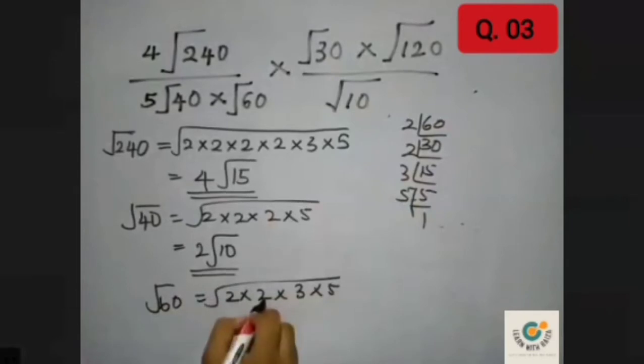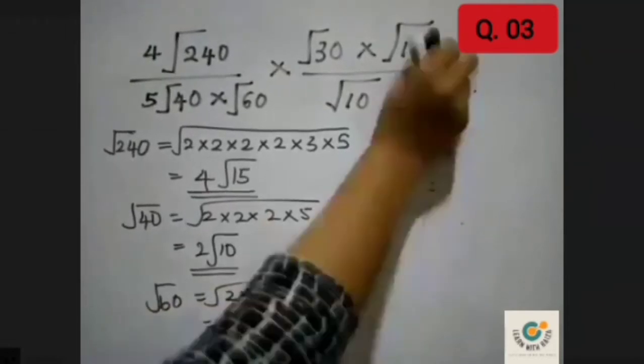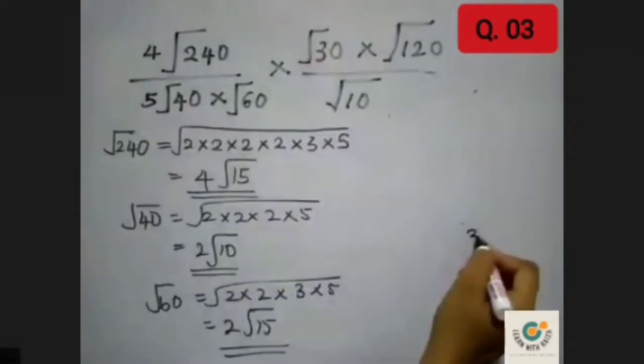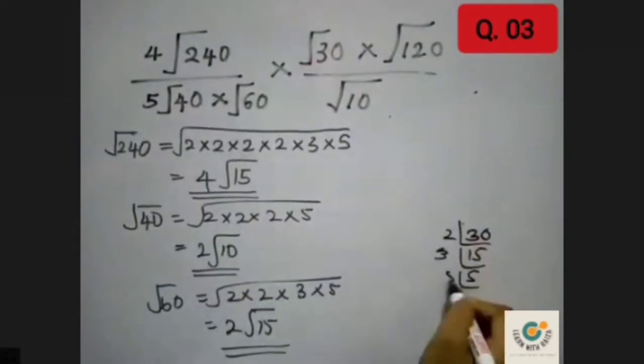So 2 into 2, 4. Square root of 4 is 2. So 2 root 15. Now instead of root 60, I can take 2 root 15. Right. Now let's see for 30. 30 divide by 2, 15. 15 divide by 3, 5. 5 divide by 5, 1.